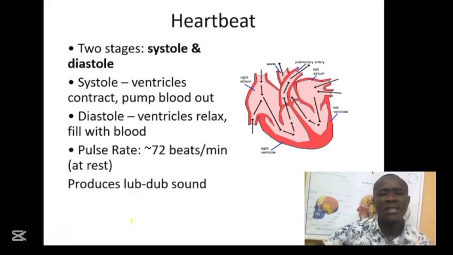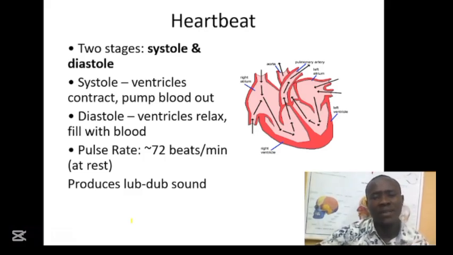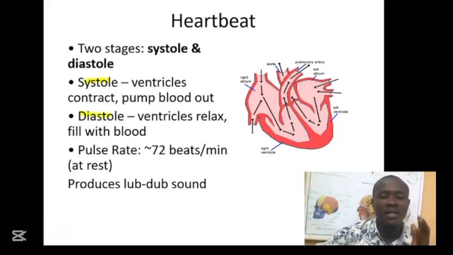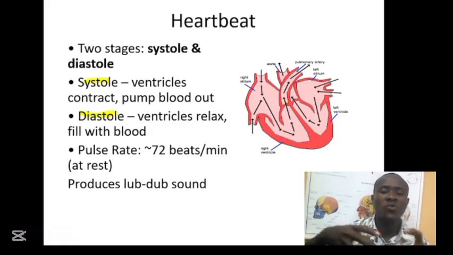Now let's talk about the stages of the heartbeat. Then we'll talk about how the blood is moving in the heart. So we have two stages. We have the systolic stage and we have the diastolic stage. So in the systolic stage, what happens? The ventricle has to contract to pump blood out of the heart. In the diastolic stage, which we call the diastole, the ventricle has to relax while the atrium will contract to pump blood into the ventricle.